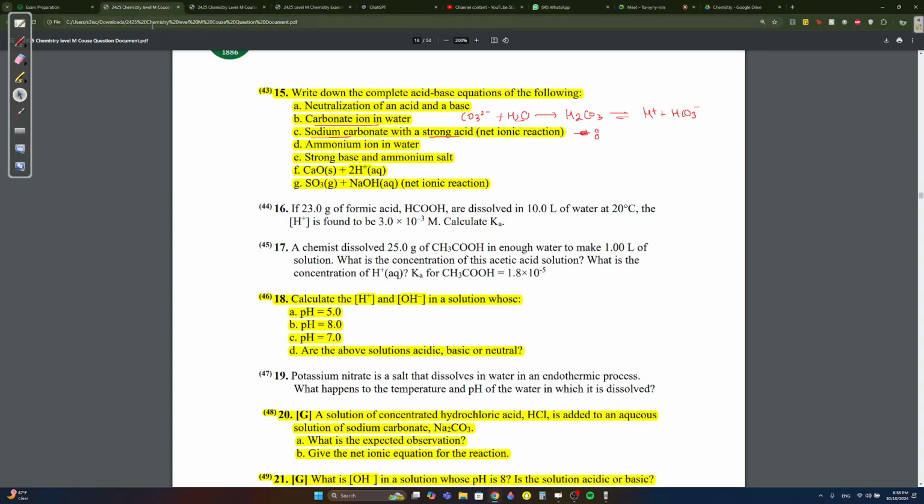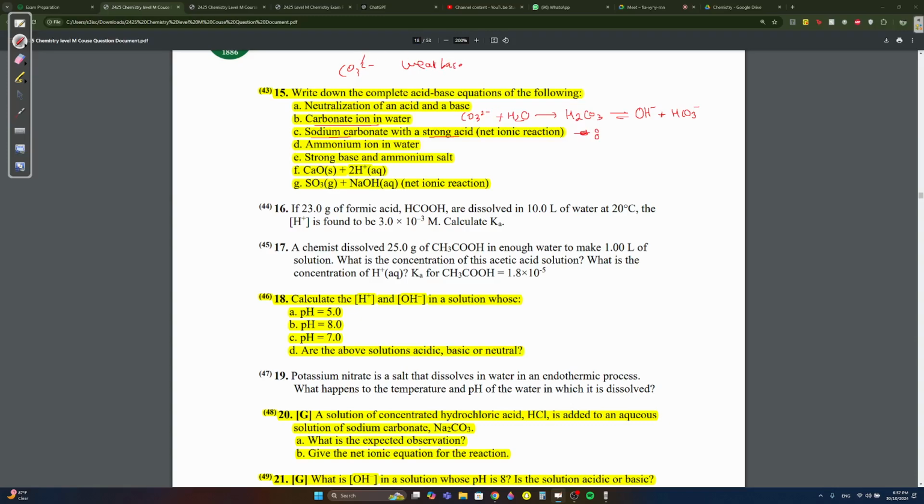Wait, before I go here, it's actually OH-, because in this case, look here, CO3 2-. It was in the quiz, guys. CO3 2- is a weak base because it's negative. A base is anything that is a proton acceptor. So here it's going to be a base, so it's going to be OH- and HCO3-. Okay, not H+.